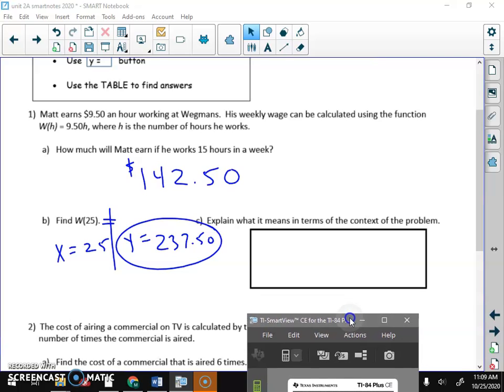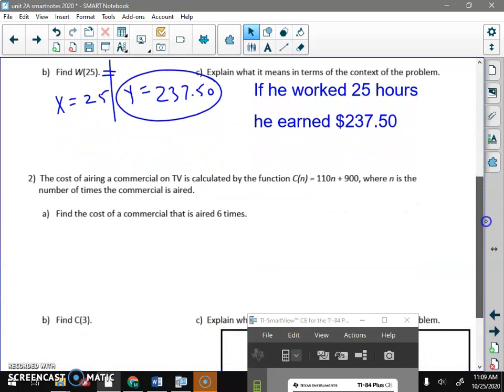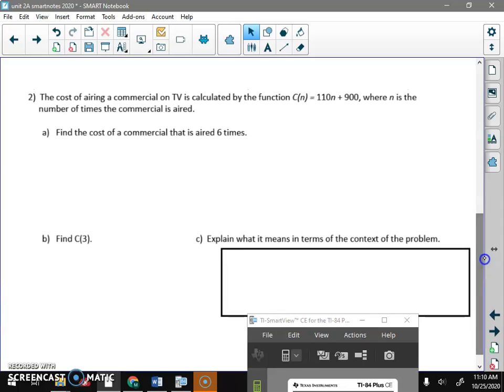And I bet you could do that. You could say, wait a minute, 15, 142, 25, I got it. I can work 25 hours, then I'll earn $237.50. So we did a little bit with words, and we did a little bit with this new function notation that we've been doing the last few days. Okay, we got a new function.